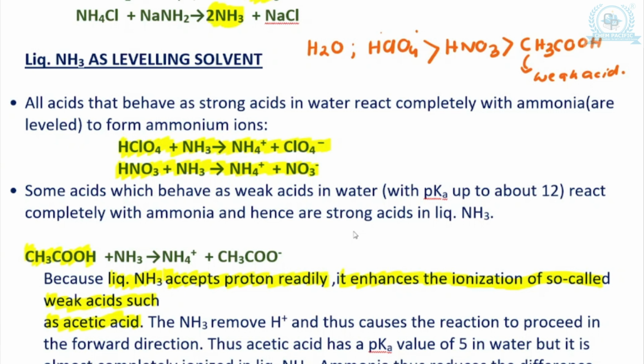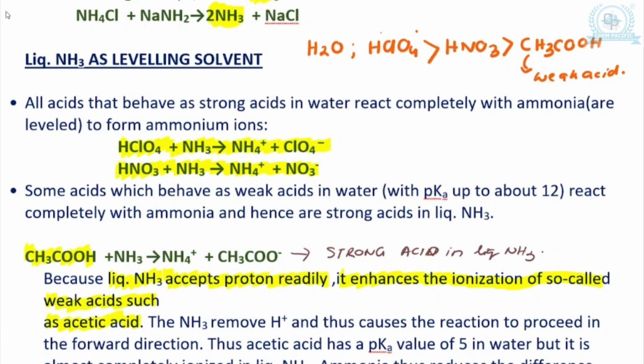ठीक है. But since the proton accepting capacity of ammonia is very high, ये acetic acid से भी बहुत easily सारे protons accept कर सकते हैं, as a result of which acetic acid completely dissociated हो जाएंगे, and this acetic acid in liquid ammonia will now act as a very strong acid. Acid in liquid ammonia. So I hope this is clear to you. This is very interesting and very important.